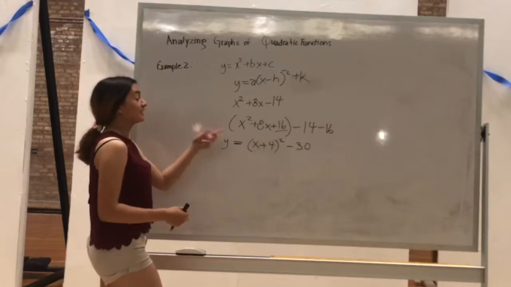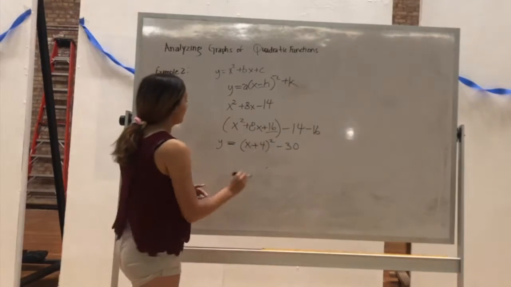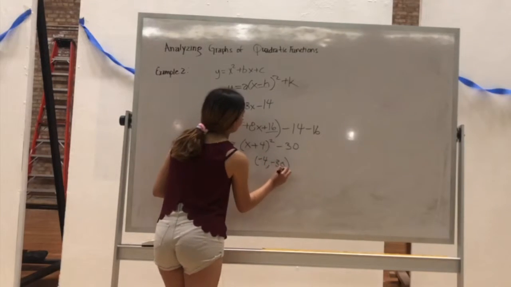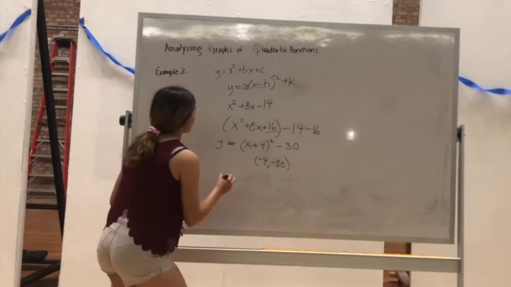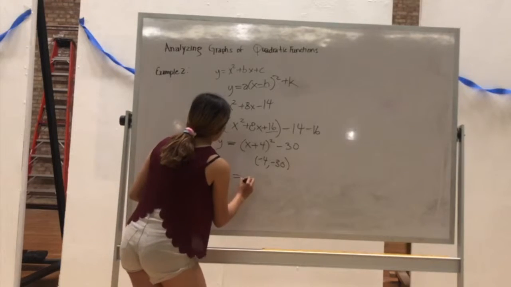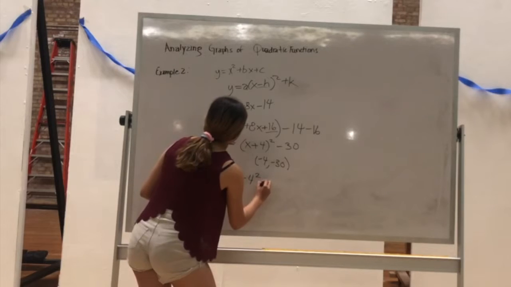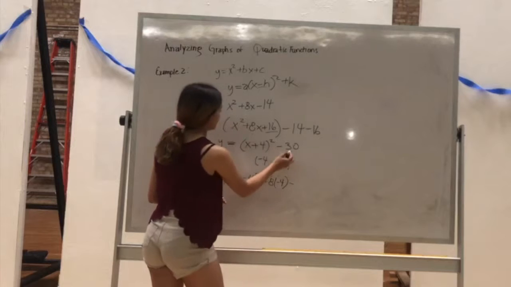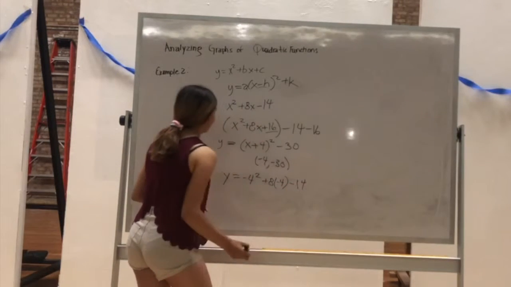Okay, now to check your answer, you graph the vertex, which is negative 4 and negative 30, because h and k is the vertex. Now you plug it into your original equation. So y equals negative 4 squared plus 8 times negative 4, and then plus c, which is 30. I mean, no, not 30, 14. My bad.